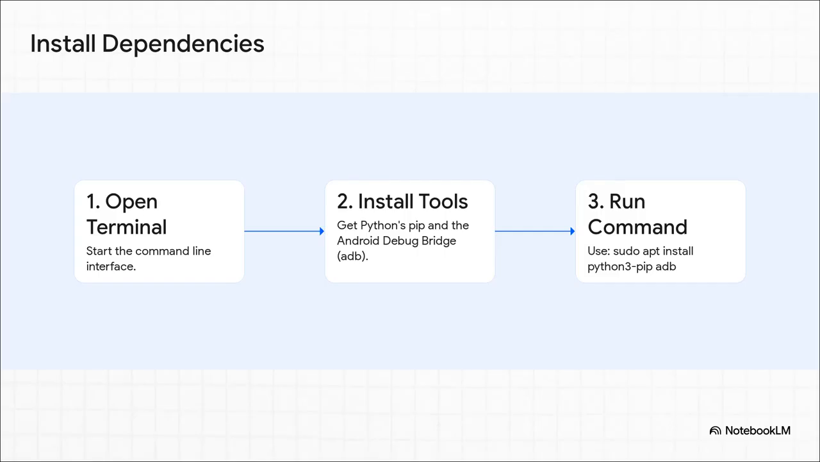First things first, we need two key components. MVT is a Python program, so we need something called pip. Think of pip like an app store, but for code. It helps you install stuff. We also need ADB, the Android Debug Bridge. That's the tool that lets our computer talk to our phone. And guess what? This one command installs both.